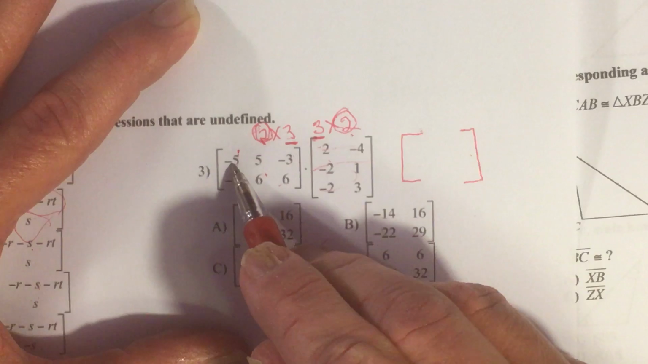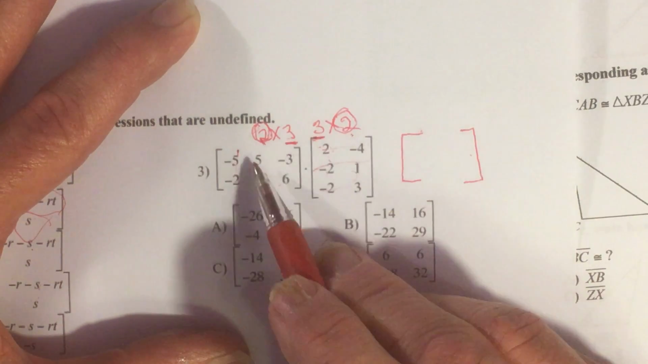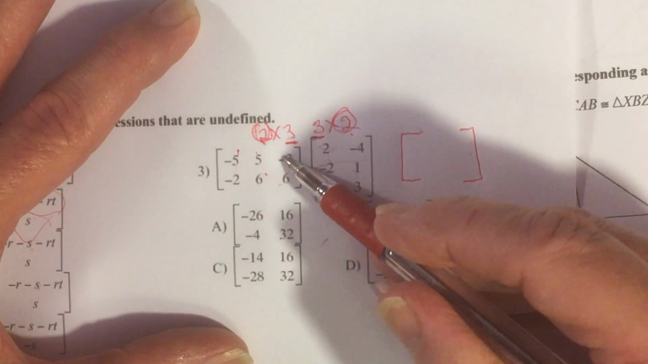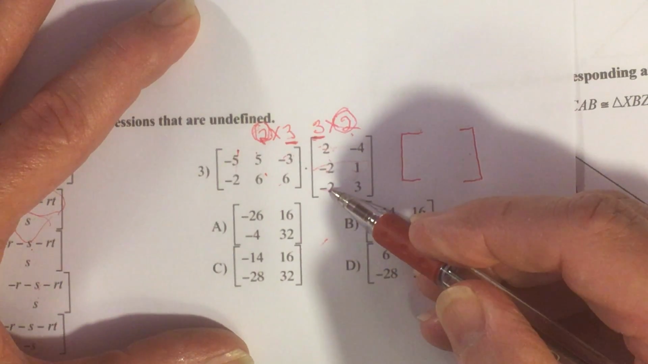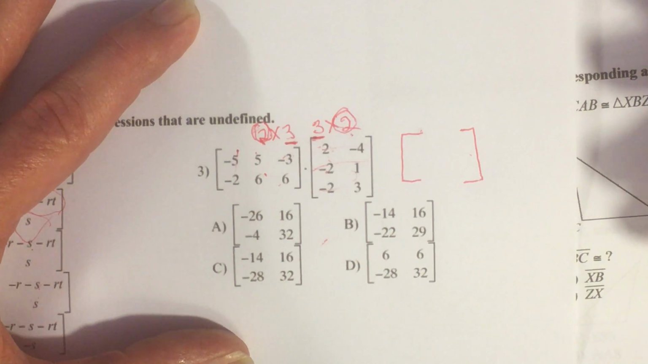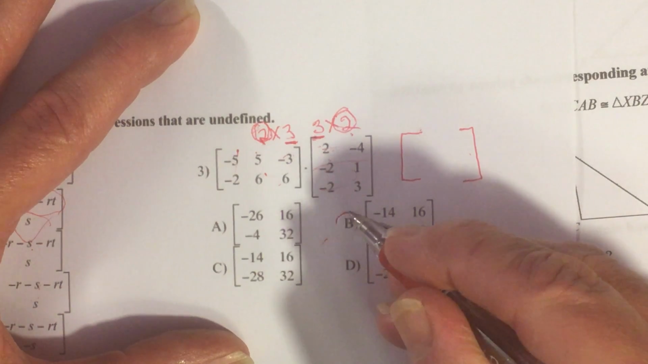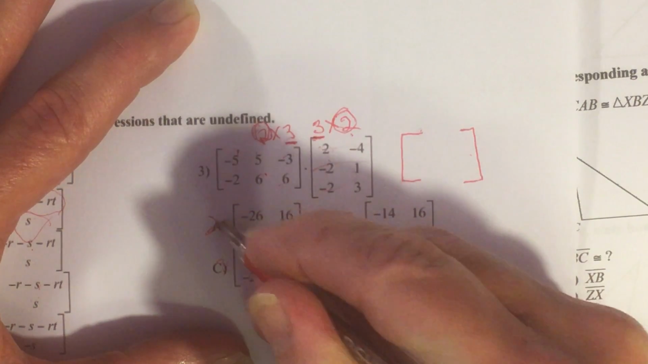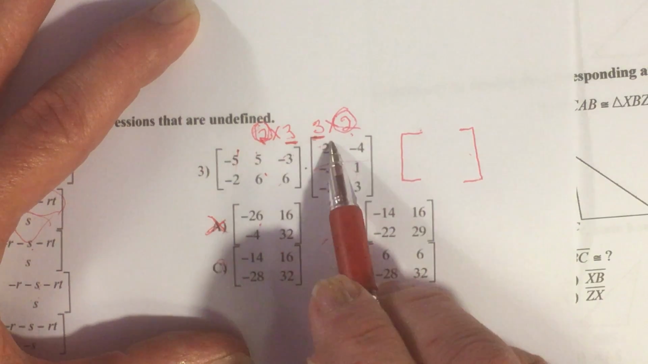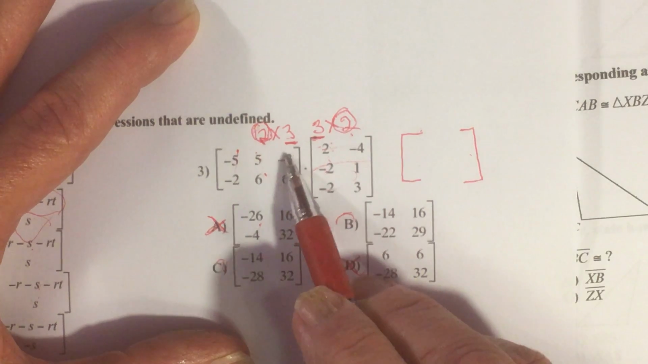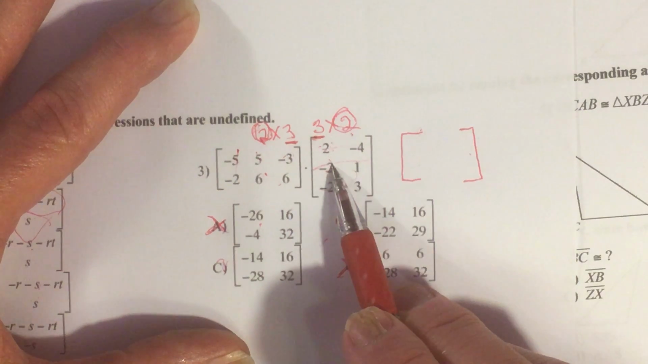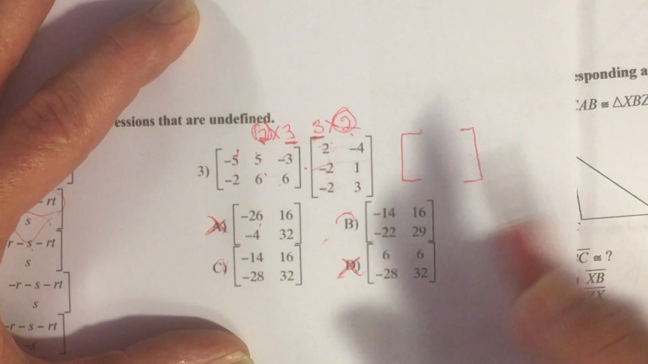And how are we going to get that? We're going to multiply -5 times 2, that's -10. 5 times -2, that's -10 again. Add them together, you get -20. And -3 times -2, that's positive 6. So -20 plus 6 is going to be -14. So it could be this one, could be this one, can't be this one, and it can't be this one. But what we did was we multiplied this times this, this times this, this times this, and added them together. Negative 5 times 2 plus 5 times negative 2 plus negative 3 times negative 2. And that came out to be negative 14.